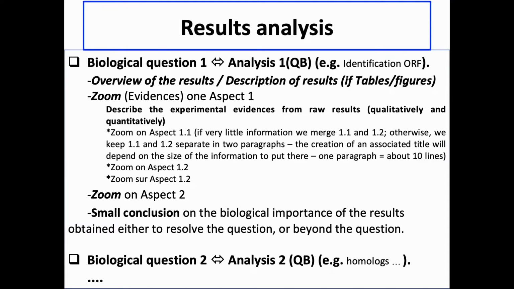Okay? Here, biological question 1 could be the identification of your open reading frame, the features of your open reading frame, and so on. And biological question 2 can be the homologs you have, or the functional domains you get in your data.